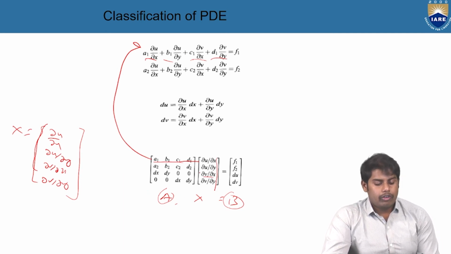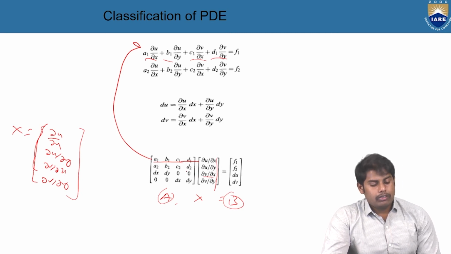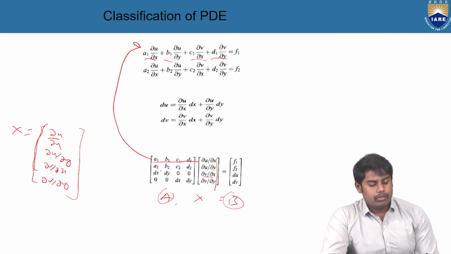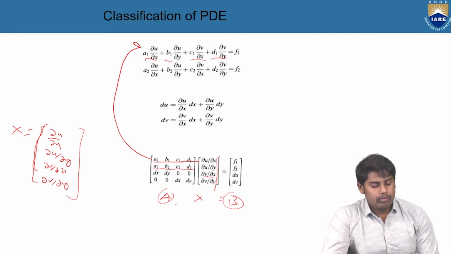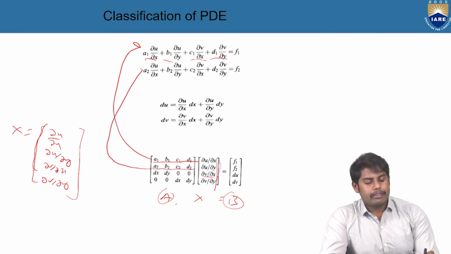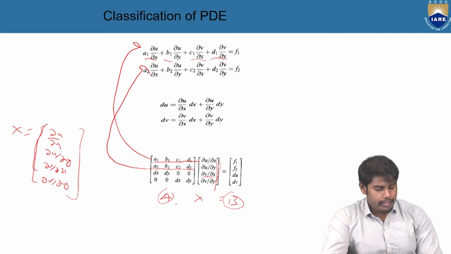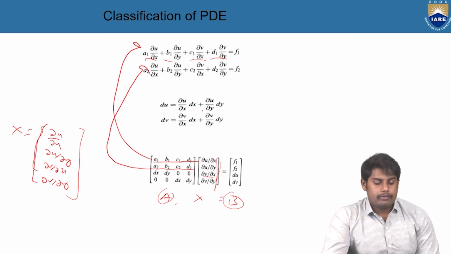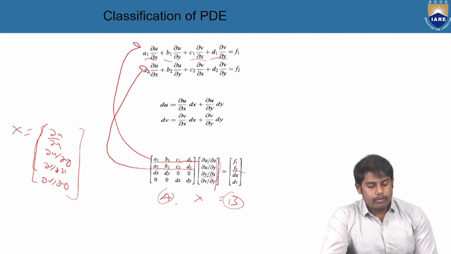Okay, so if you want to get the solutions, if you want to know the values of ∂u/∂x and so on, you will just invert this matrix. So this is about the first equation. For the second equation, similarly, if you multiply the second row with this column, you'll get the second equation. You can verify here: A2 into ∂u/∂x and B2 into ∂u/∂y, C2 into ∂v/∂x, and D2 into ∂v/∂y is equal to F2.